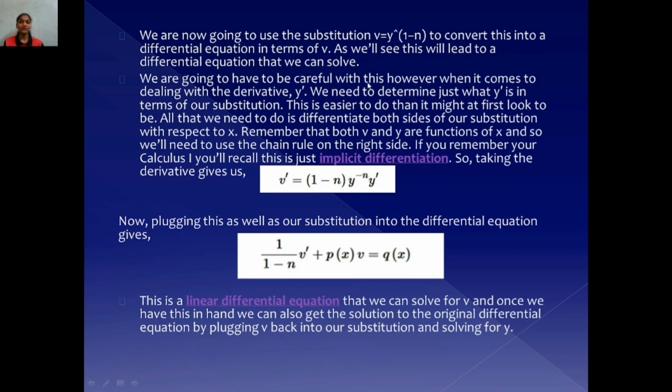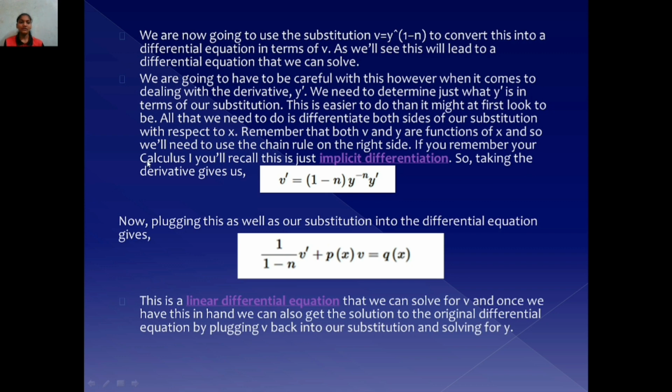We are going to have to be careful with this, however, when it comes to dealing with the derivative y dash. We need to determine just what y dash is in terms of our substitution. This is easier to do than it might at first look to be. All that we need to do is differentiate both sides of our substitution with respect to x. Remember that both v and y are functions of x, and so we will need to use the chain rule on the right side. If you remember your calculus, you will recall this is just implicit differentiation.